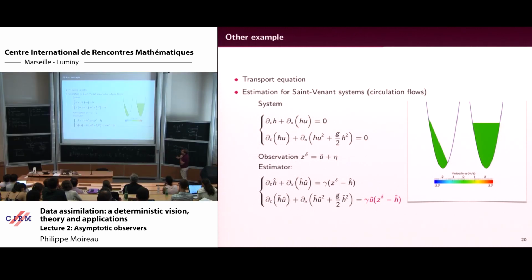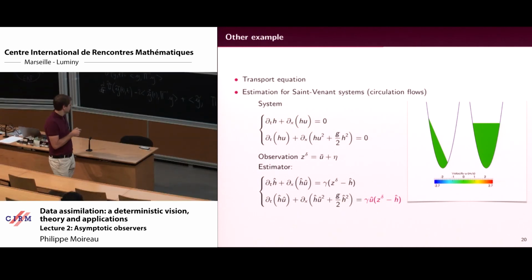Basically, the idea is, can we find an observer for the Saint-Venant system? Okay, and a specific situation where what you measure is, actually, sorry, it's wrong. The observation is not U, it's H. So you measure the height of the system. Okay, so sorry, it's not U, it's H, and we propose this observer. So again, a scalar coefficient correction and a correction here.